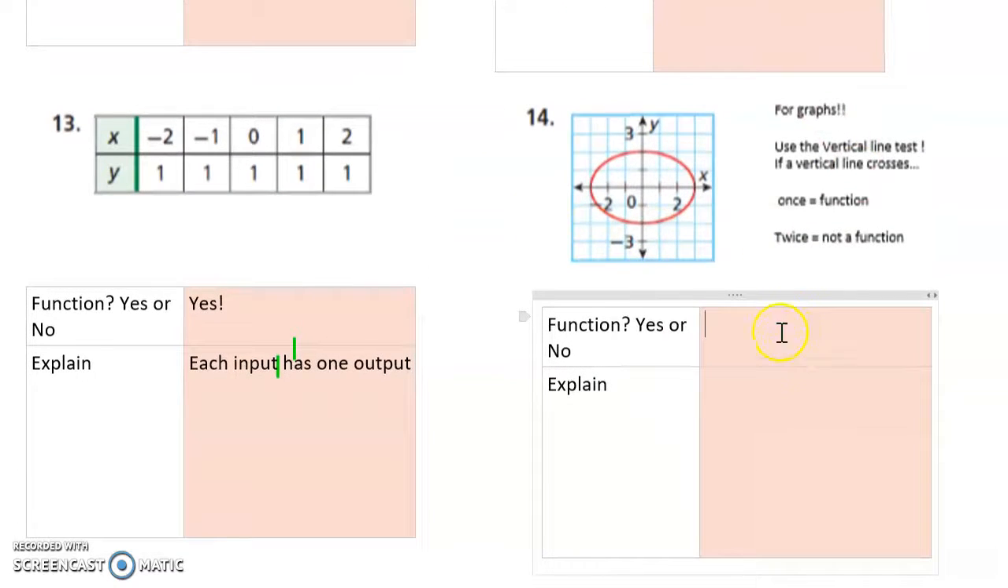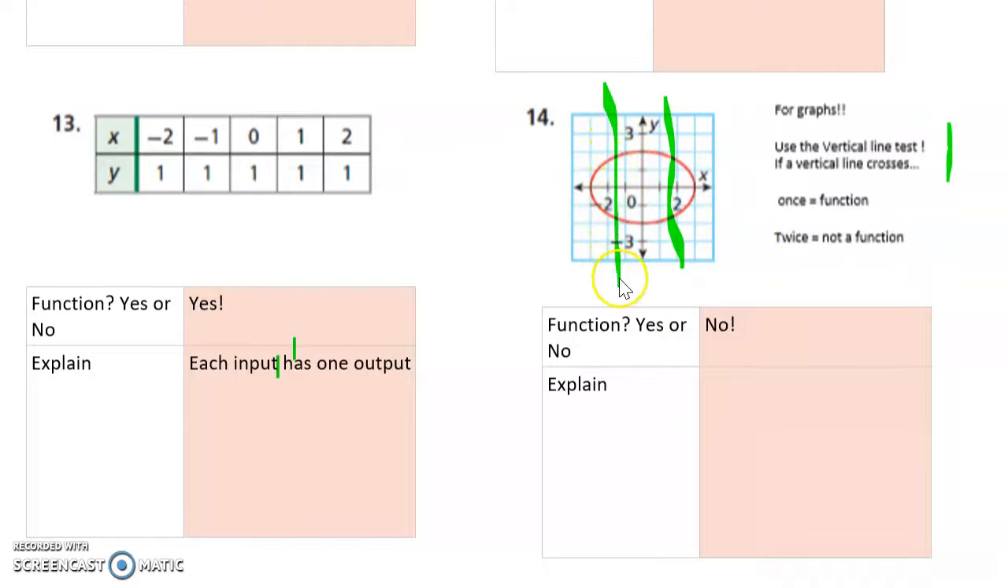Here we have a graph. This one would not be a function. For graphs, there's this really easy test called the vertical line test. If it crosses once, it's a function. If it crosses twice, it's not a function. So all you do is you draw a vertical line, which is up and down. If you draw a vertical line, up and down at any point on this, if it crosses twice, it's not a function.